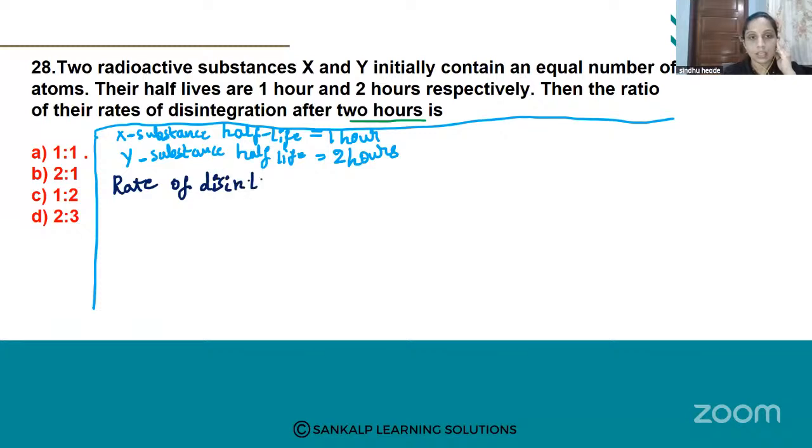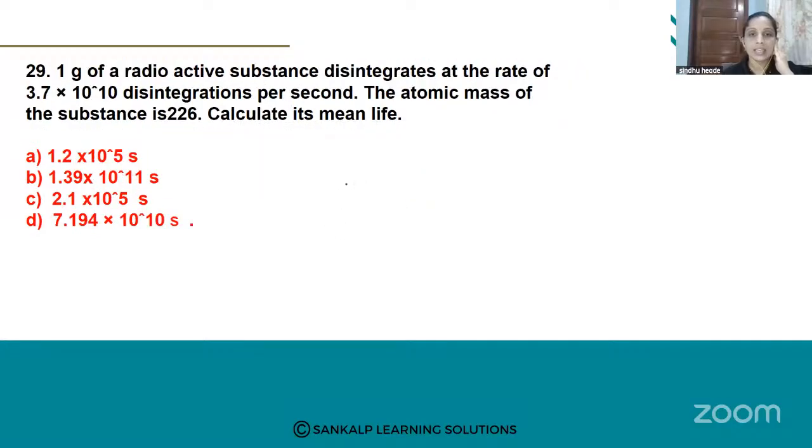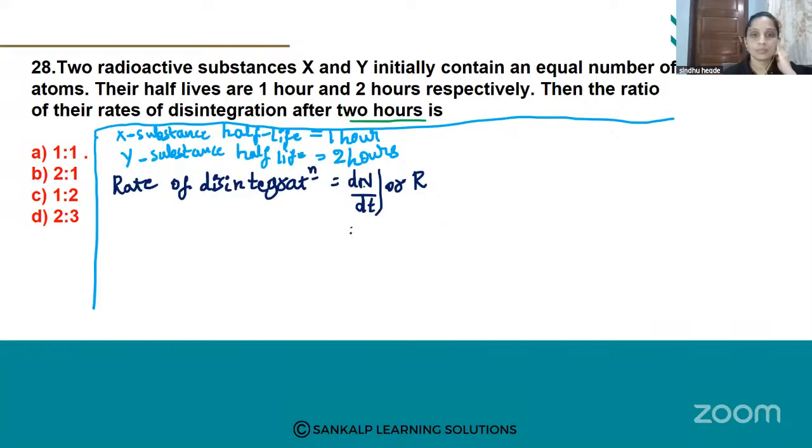What is the formula to calculate rate of disintegration? Rate of disintegration is written as dN by dt or R. Okay, R is equal to what? R is equal to lambda N. This is the main formula you have to use here.